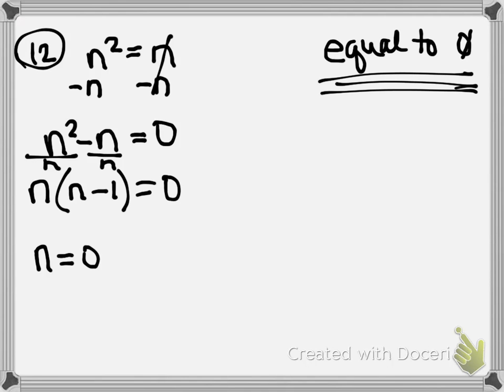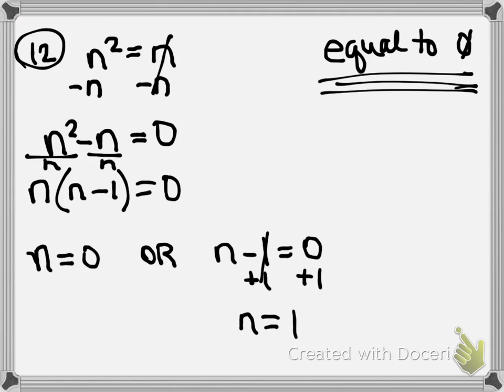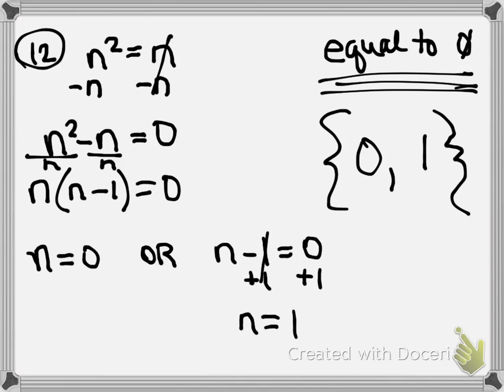So the first piece is just the n. So either n equals 0, helpful, that's already solved for you, or n minus 1 equals 0, and that one's easy to solve. Add 1 to both sides, n equals 1. Your solution set is 0 or 1. Those brackets are hard to make sometimes. So if you look at your answer choices, B is the answer.